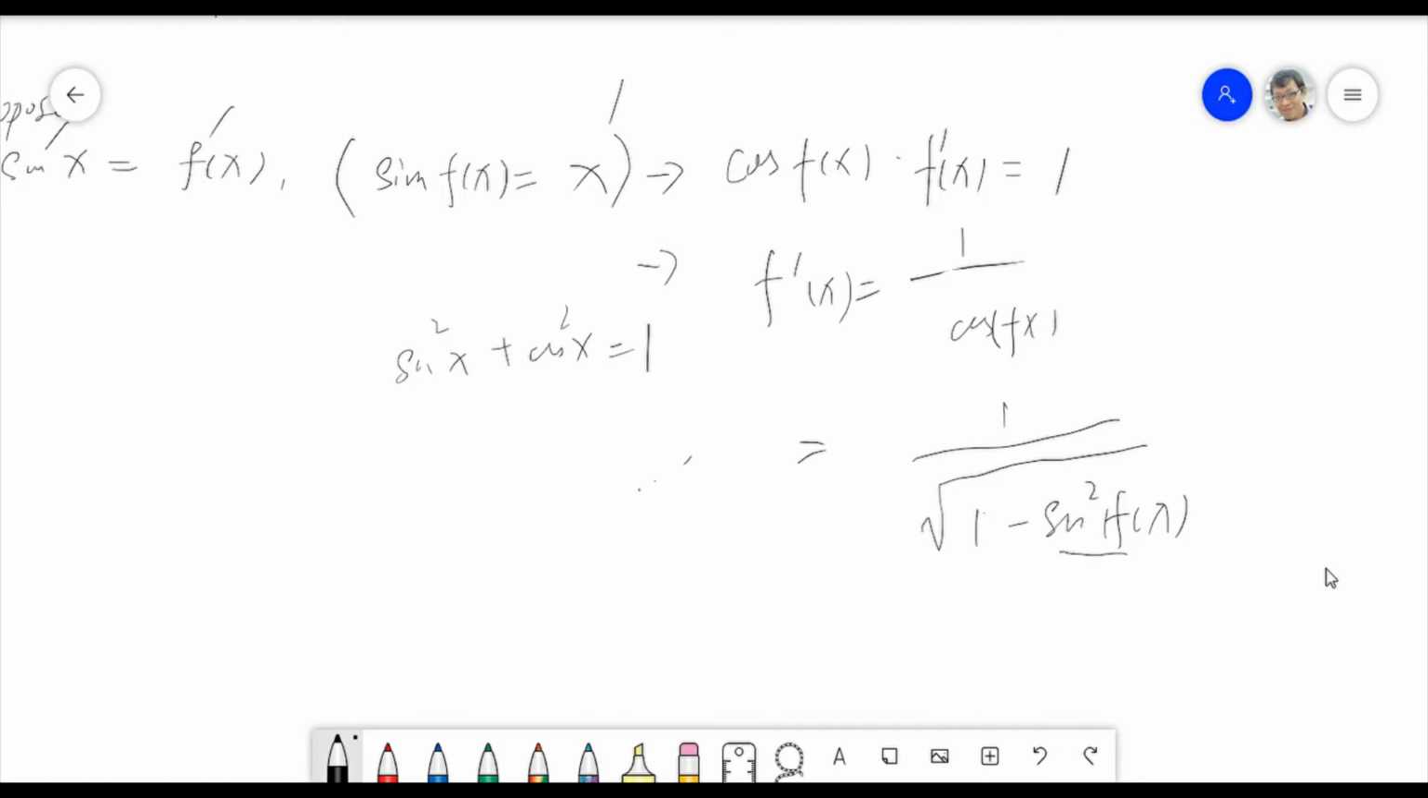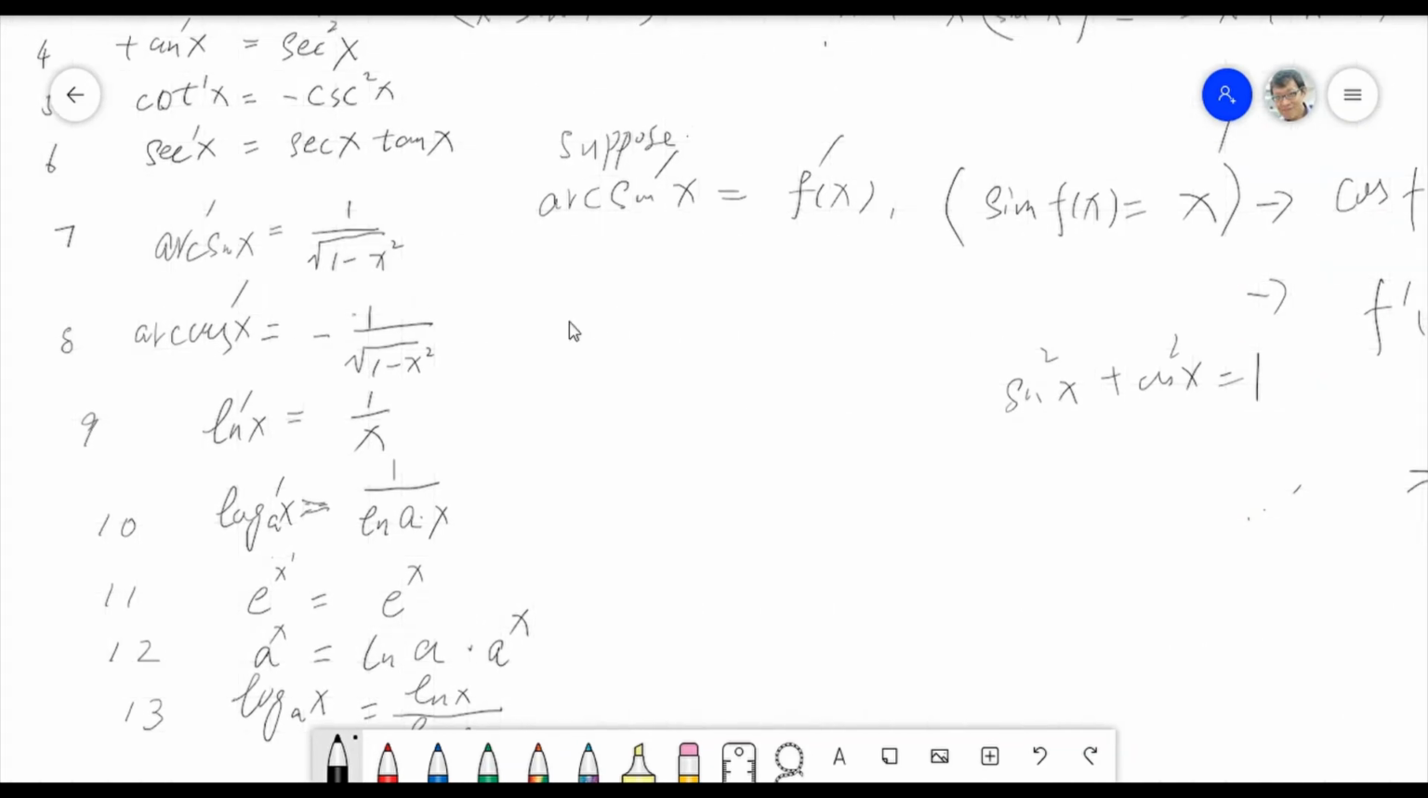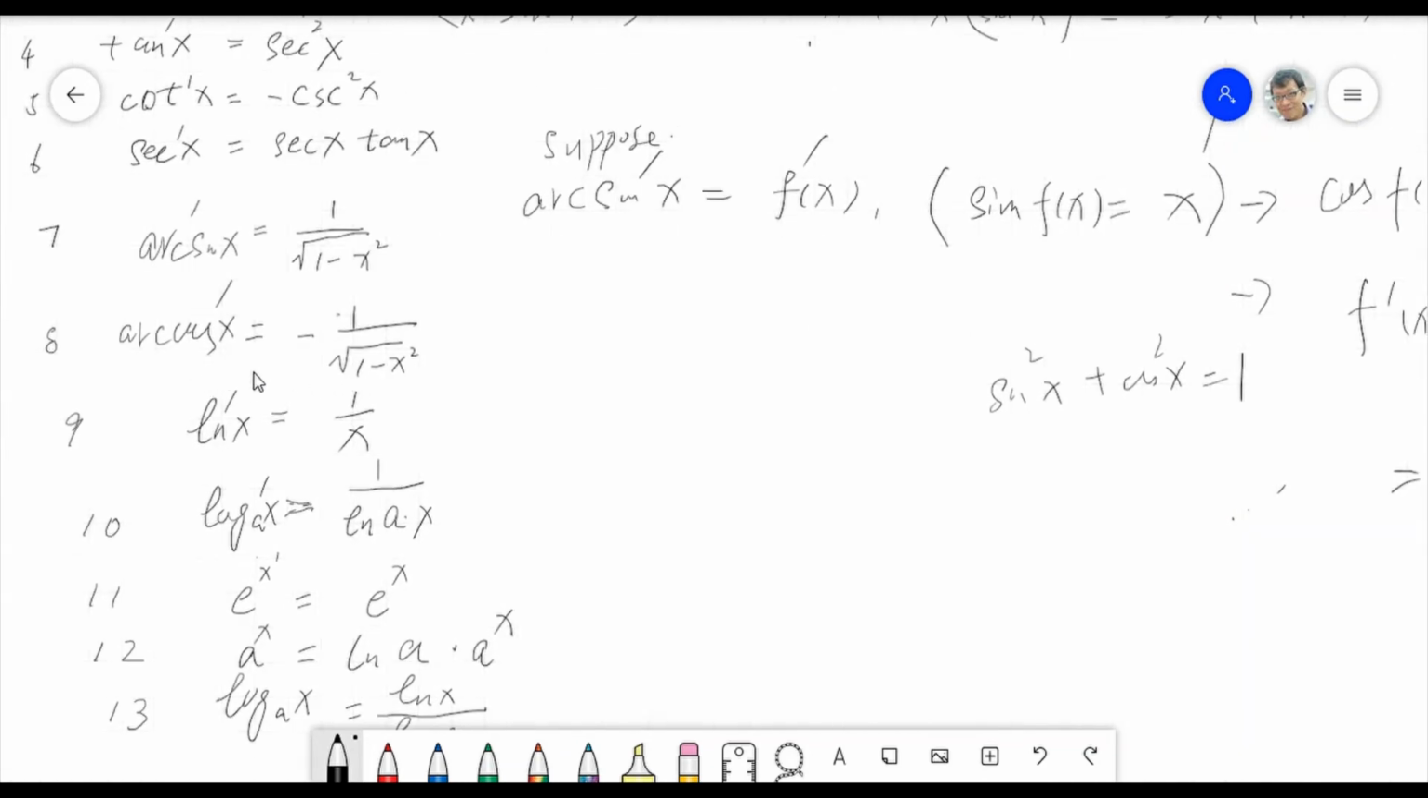So what about sine f(x) squared? We already see here that sine f(x) is equal to x. So this becomes 1 minus x squared. Let's see if it's the same. Yeah, 1 minus x squared. The same way we can calculate it, the arc cosine derivative is equal to negative 1 over the square root of 1 minus x squared.